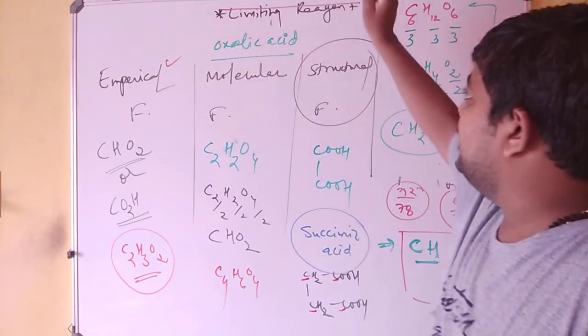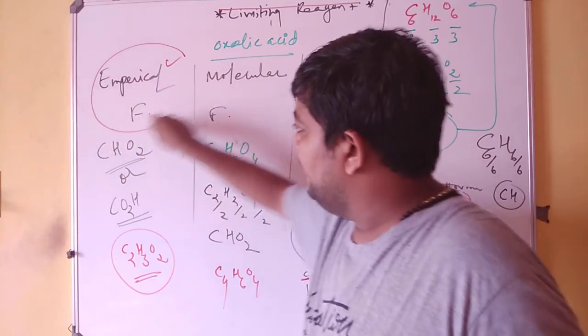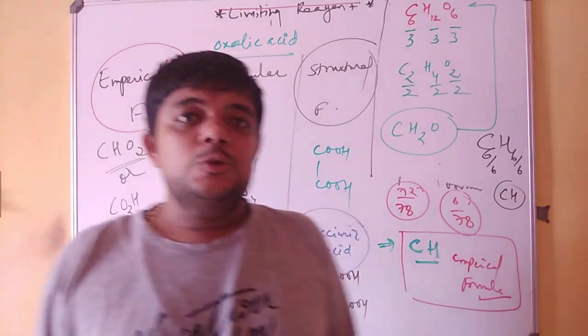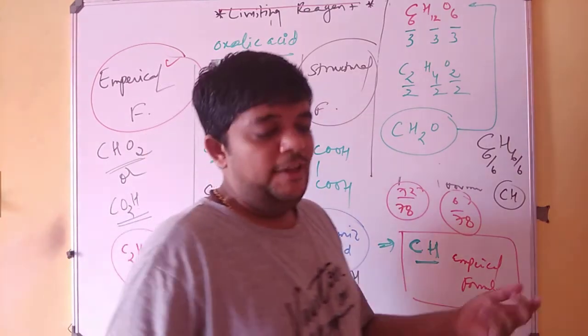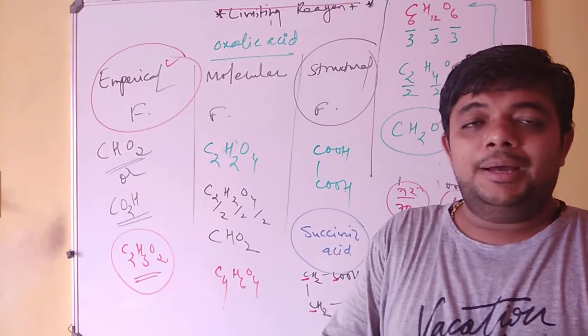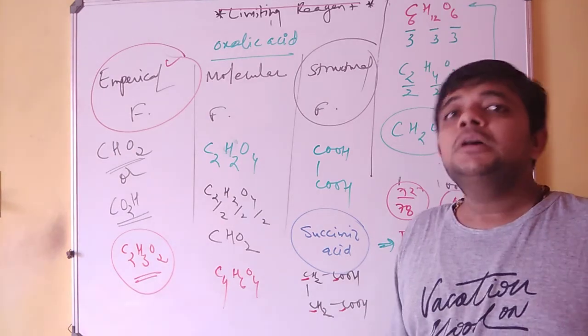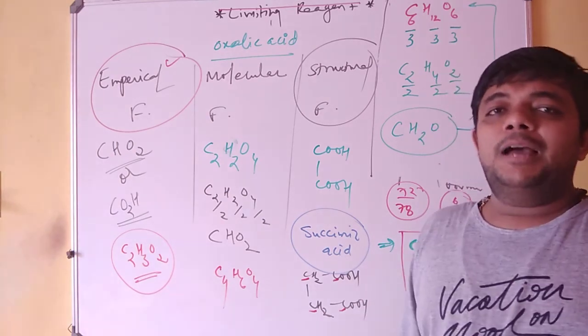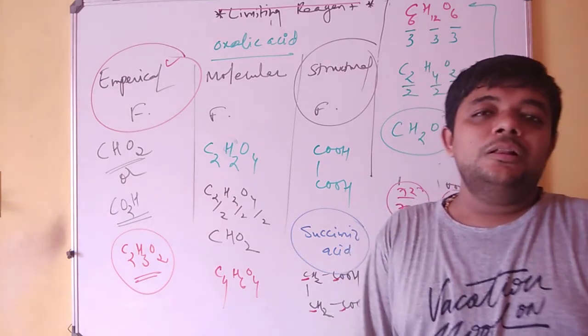So our first topic, limiting reagent, is all done. Our second topic, empirical formula, is justified.